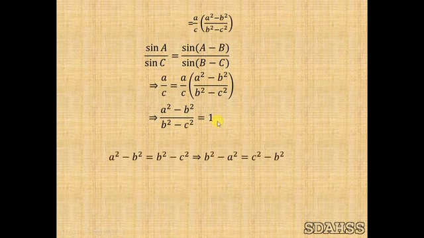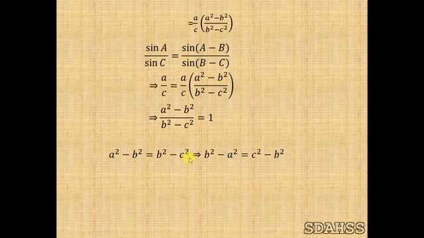Remaining you have (a square minus b square) divided by (b square minus c square) is equal to 1. Cross multiply. So you have a square minus b square is equal to b square minus c square. So this can be written as b square minus a square equal to c square minus a square. So you have to multiply by minus one. So you will get b square minus a square equal to c square minus b square.